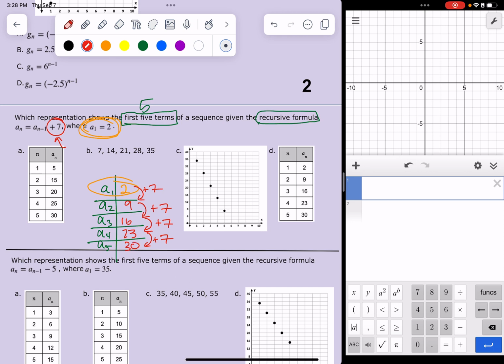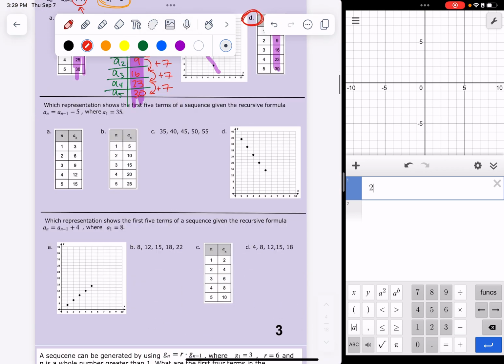So what we're doing is we are looking for these numbers in our answers. So right here, right here, right here, and then these points. The one that matches the best is D. That's how you would do them.